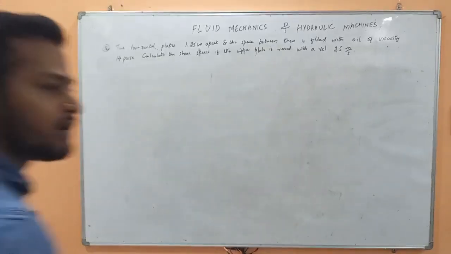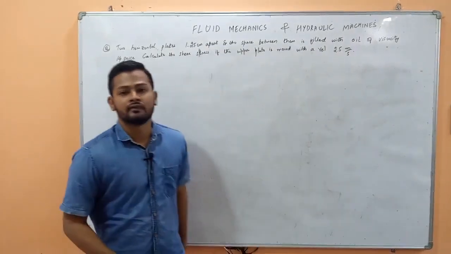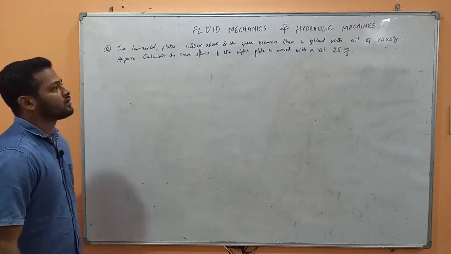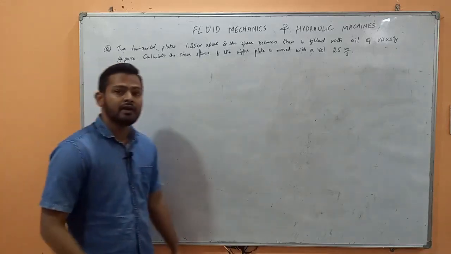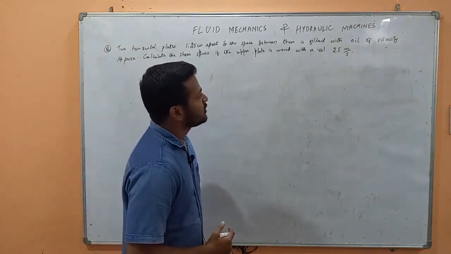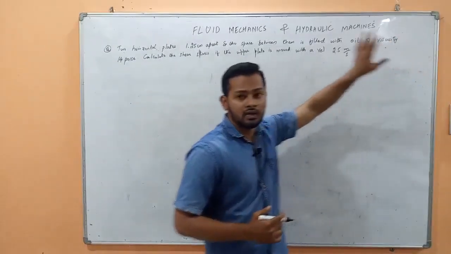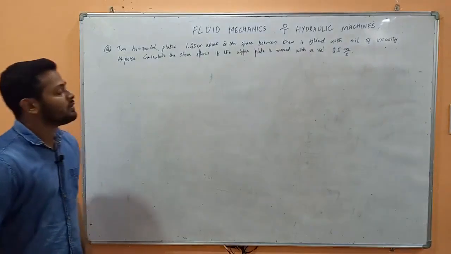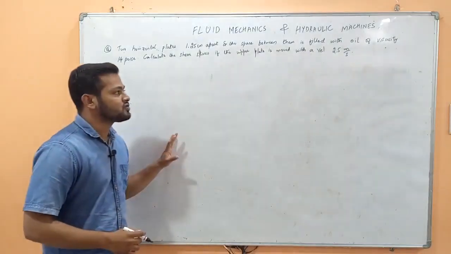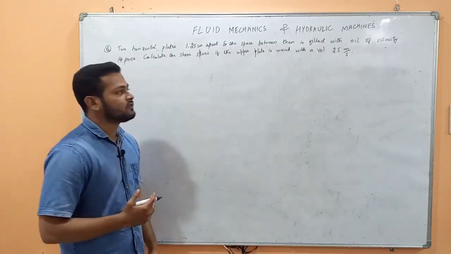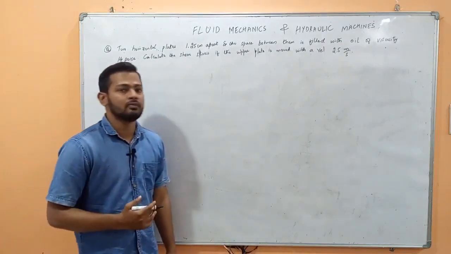Okay, let's get started with the core problems of fluid mechanics. So this is a problem based on Newton's law of viscosity. How can I identify that this question is based on Newton's law of viscosity? Because viscosity will be given in the question. With the help of that you can identify that this problem is on Newton's law of viscosity. So before starting problems I will give you some basics about how to solve problems.